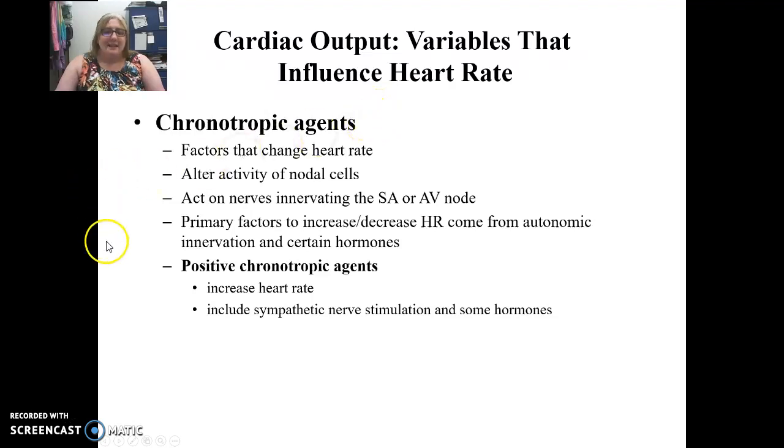There are agents that can influence the heart rate. These are called chronotropic agents, and they affect how fast or slow the heart beats. So they act on the SA node or the AV node. If they are positive chronotropic agents, they're going to increase the heart rate. If they are negative chronotropic agents, they're going to decrease the heart rate.